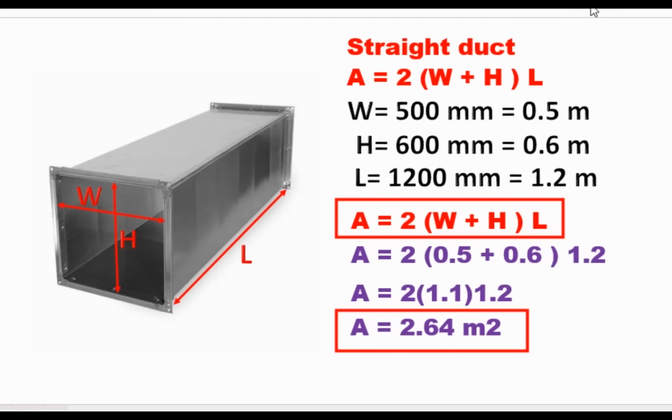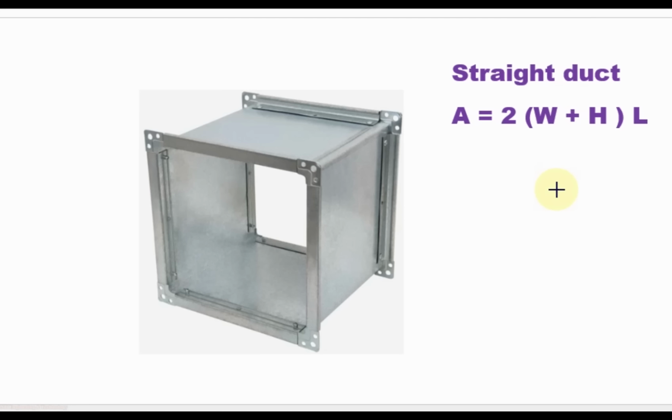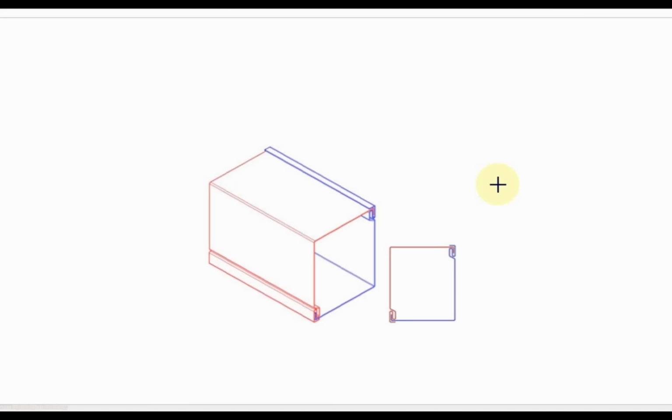square meter. When you look at this picture, you will realize this duct is fabricated in two pieces and they are joined together by these two joints, one here and another here. When we calculate the area for the straight duct, we must calculate the sheet used for these two joints also.